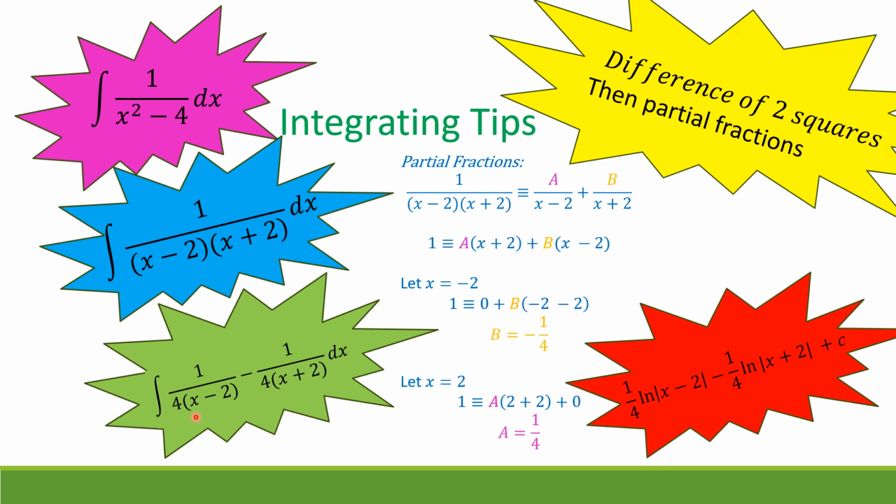Now, the integral of 1 over x minus 2 is just ln of x minus 2. The quarter, as I said, was a constant, just stays out the front. The second one has got a factor of minus a quarter, again, which just comes out the front. And then we're just integrating 1 over x plus 2, which is going to be ln of x plus 2. Remember in each case to divide by the differential of the x terms. In this case, it's just 1, so it doesn't make a difference. Always add plus c when you are integrating.